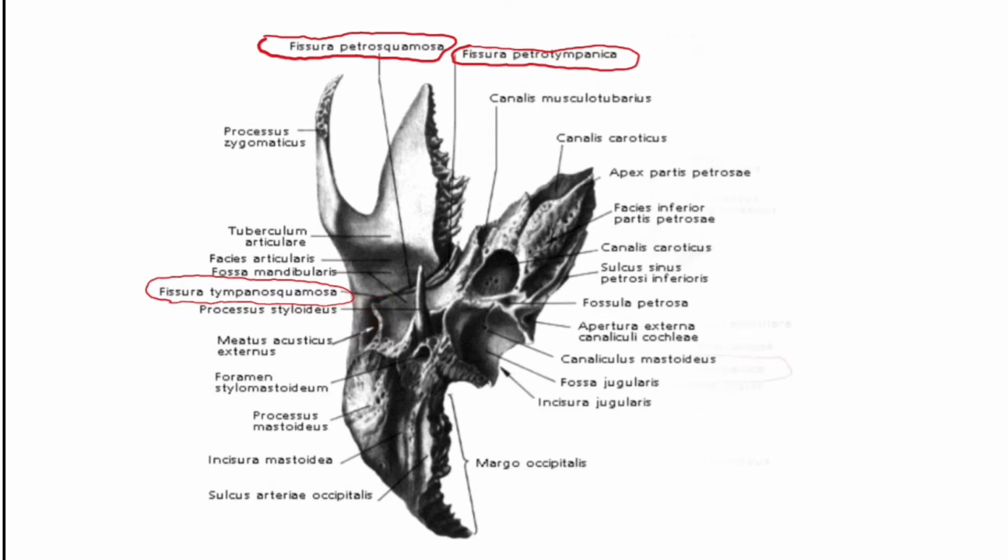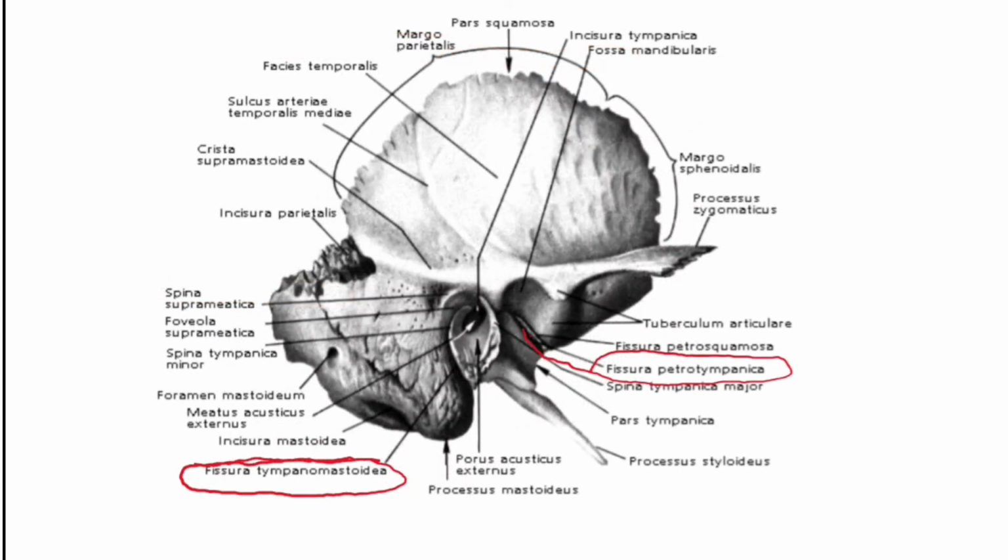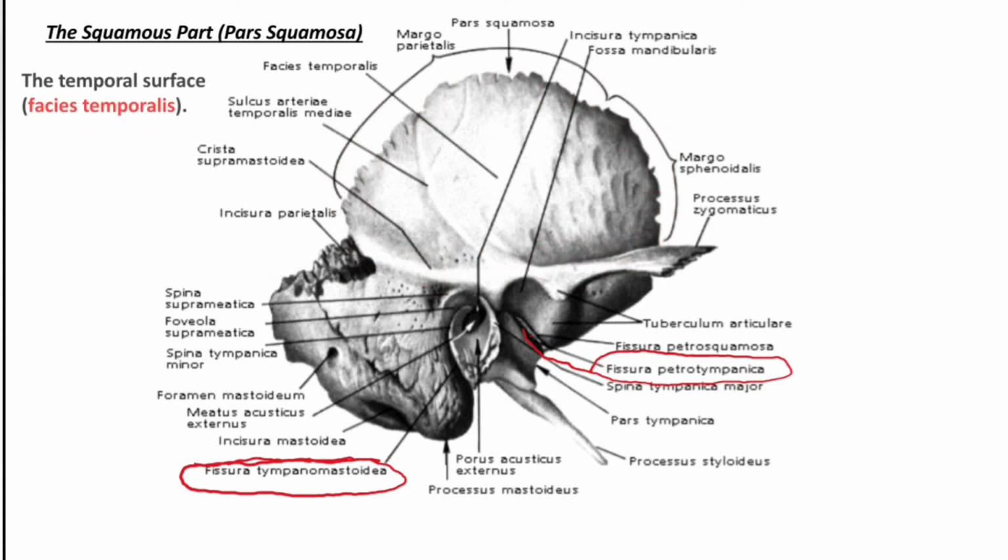Okay, fine. All right, let's start with the squamous part, right? I told you the 3 main parts. The first one is the squamous part, followed by the tympanic part, and then the petromastoid part, which is divided into petrous portion and mastoid portion, right? So now we are starting with the squamous part, pars squamosa, right? You can see this is the squamous part of the temporal bone, right?